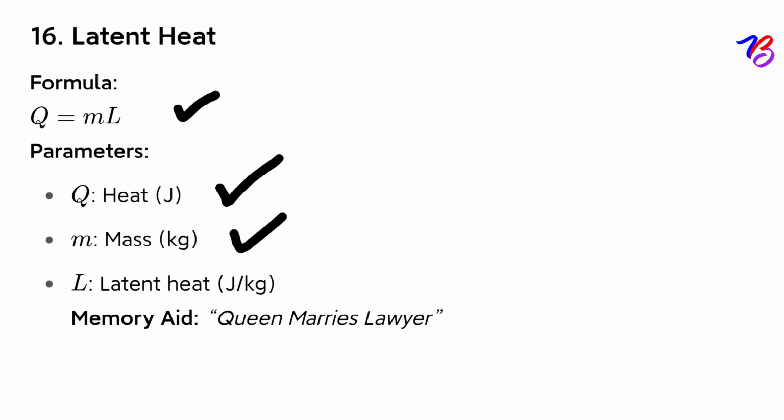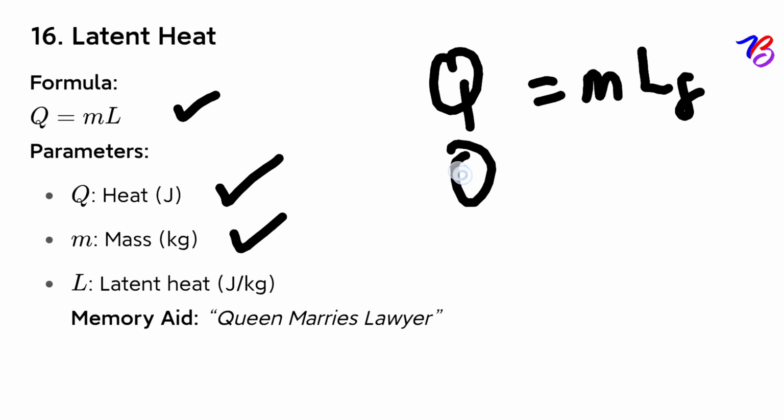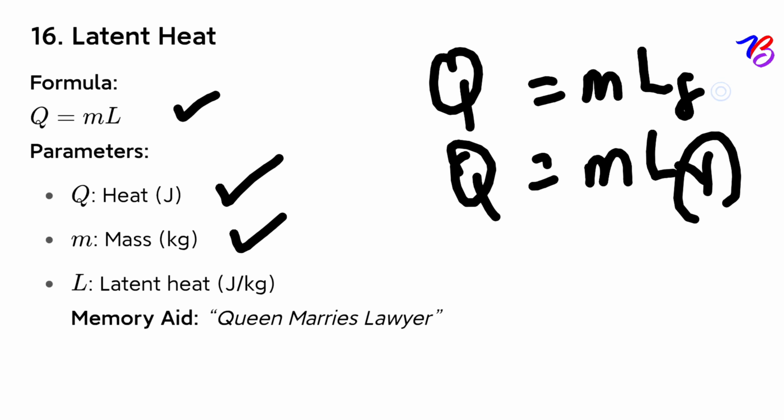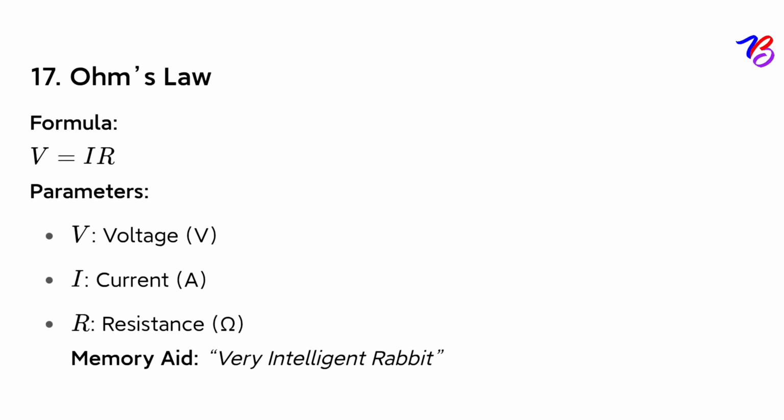With this particular formula, you should be able to calculate for Q is equal to mLF and Q is equal to mLV. mLV is what? Vaporization. This vaporization, this is fusion. You should be able to relate that to this. So this gives us our triune component. Queen marries lawyer.